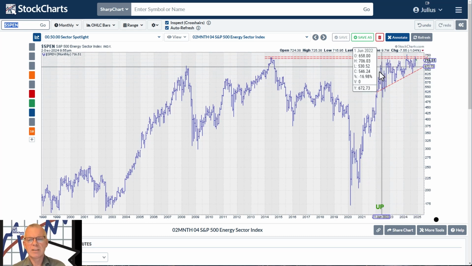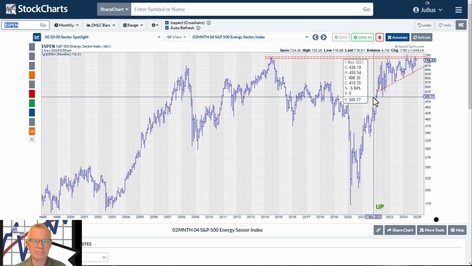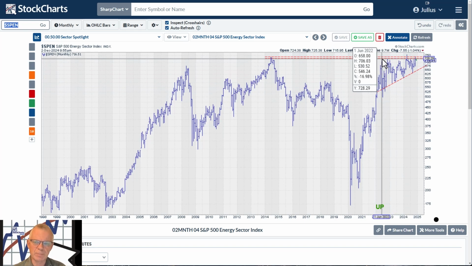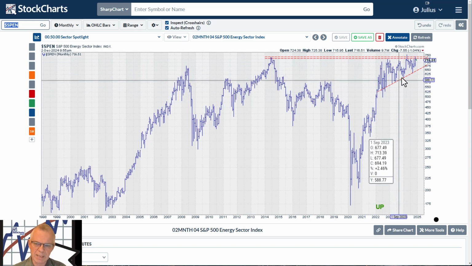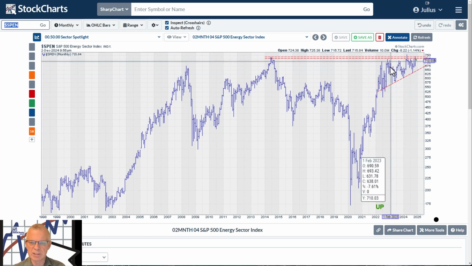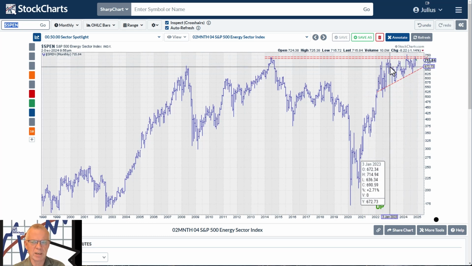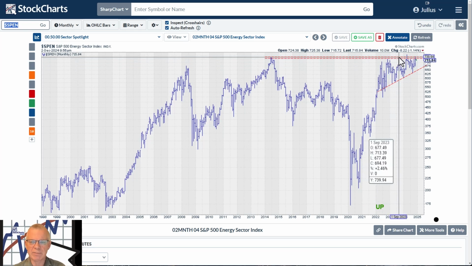This is an ascending triangle. It's a bit long for an ascending triangle, but the rationale behind it remains the same. There's a lot of supply here. The demand comes in at a higher level each time. This is a spring building up a lot of tension. As soon as the energy sector takes out that 740, 750 area, we can expect a pretty aggressive rally in the energy stocks.